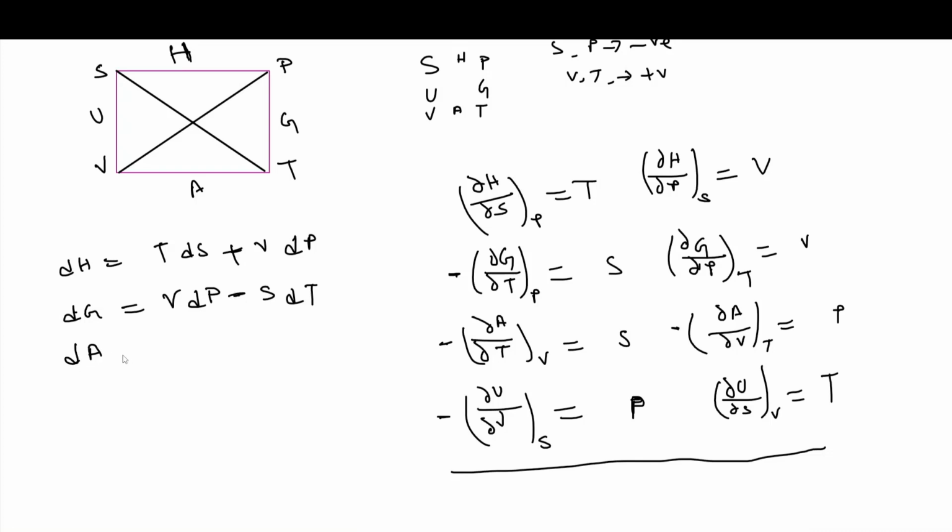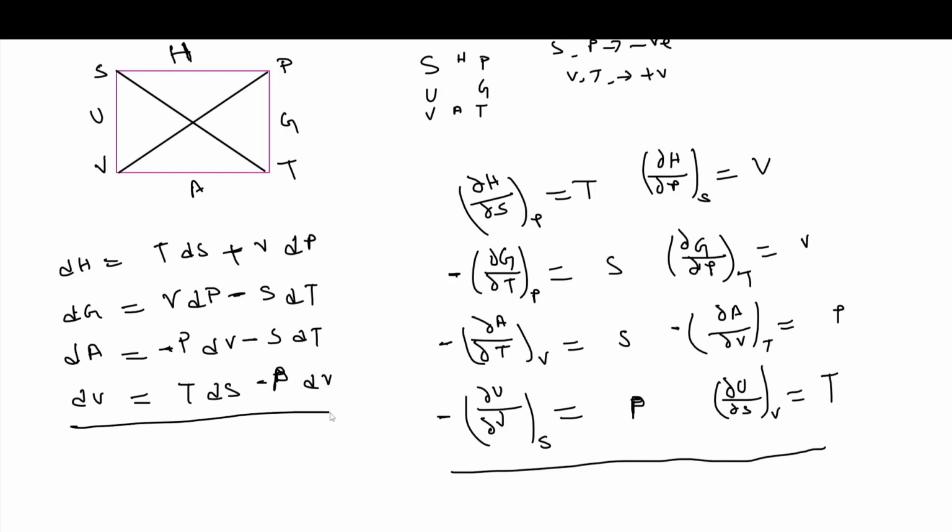Now for dA, we take dV and dT. The opposite of V is P, and the opposite of T is S. For S and P both, we put a negative sign. Now for dU, we will get dS and dV; we multiply T by dS and P by dV, with the negative sign. So we have derived these four equations.